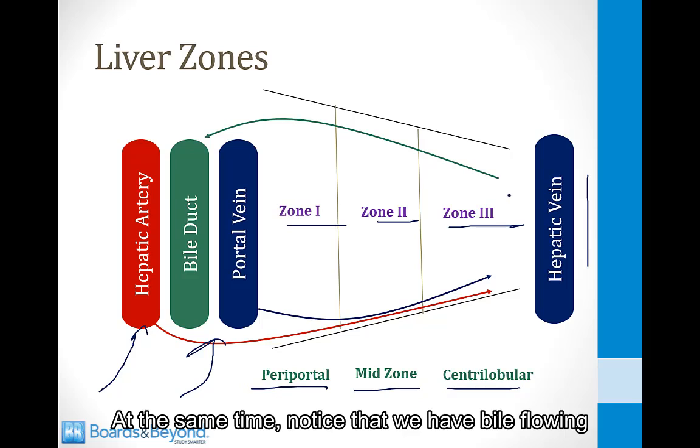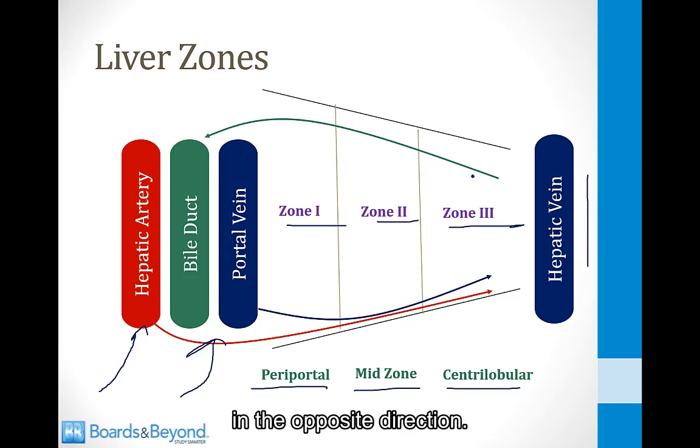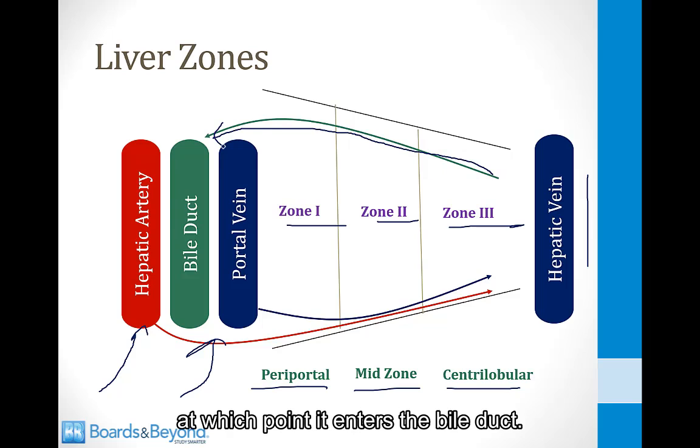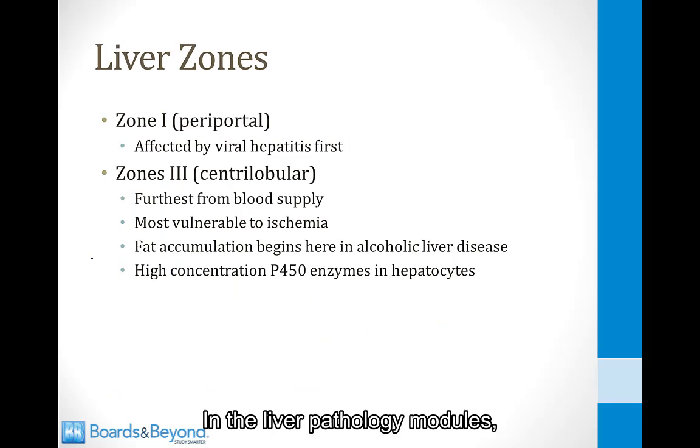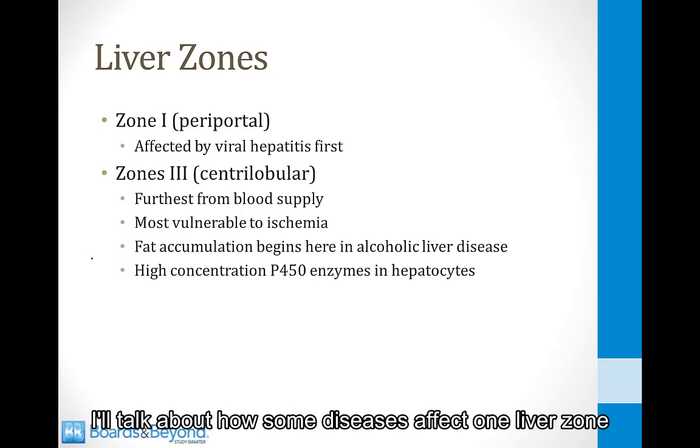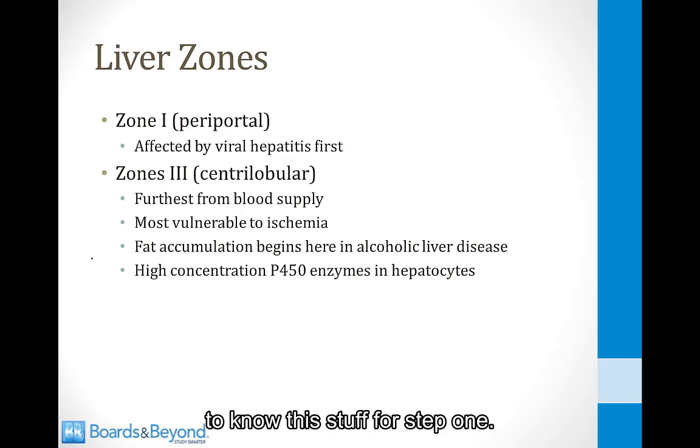At the same time, notice that we have bile flowing in the opposite direction, so bile flows away from central veins towards the portal triads, at which point it enters the bile duct. In the liver pathology modules, I'll talk about how some diseases affect one liver zone more than another, and they like you to know this stuff for step 1.